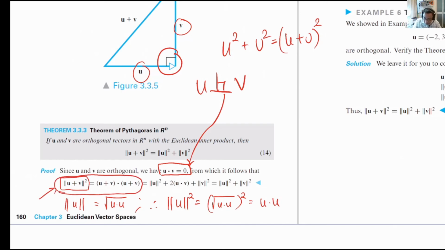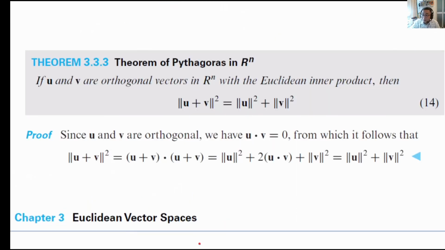We are just using u plus v dot u plus v, and then we are finding the norm of u plus v square. We can expand this term and we'll get norm of u square plus norm of v square plus 2 times u dot v. And remember that u dot v is 0 because they are perpendicular.